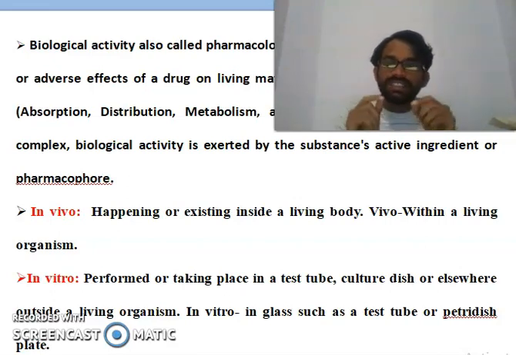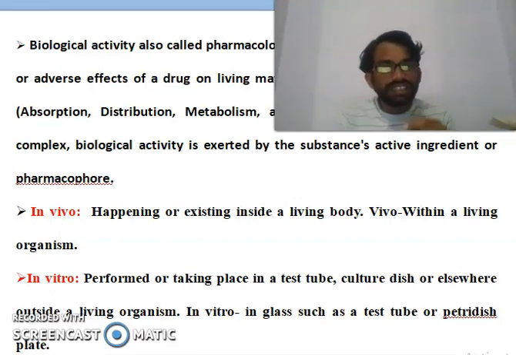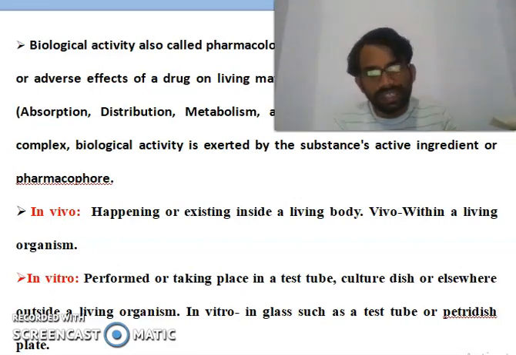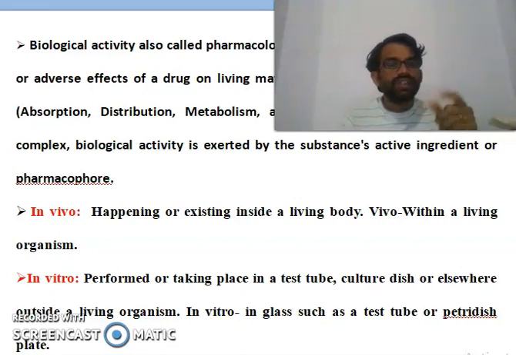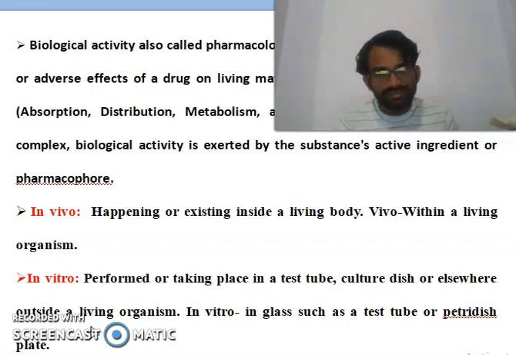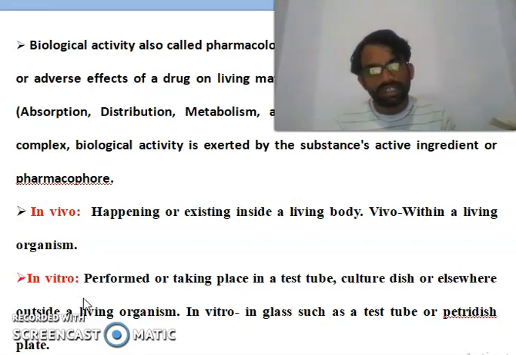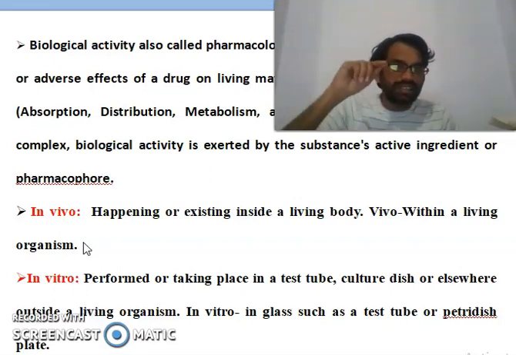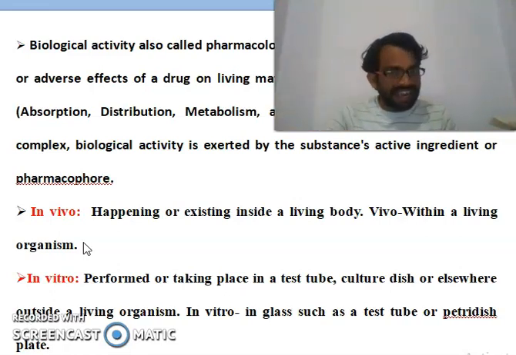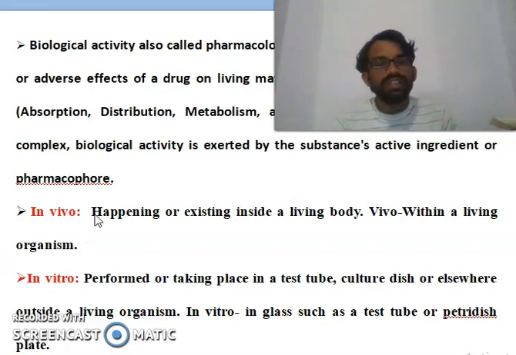Next, see what is in vitro. It is performed or taking place in a test tube. You can do the experiment in a test tube, or in any glass or culture dish, elsewhere outside a living organism. In vitro means in glass, such as a test tube or petri dish plate. That is called an in vitro experiment. In vivo means in a living organism like rats or frogs. In vitro, you do it in test tubes, glass, or petri dish plates, etc.